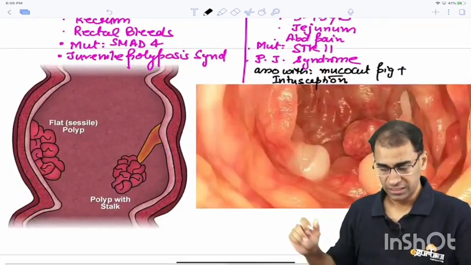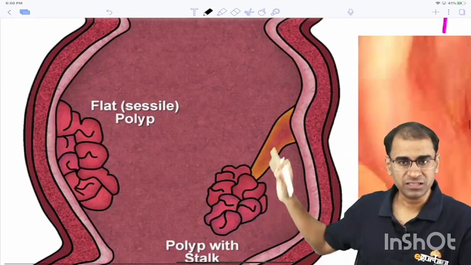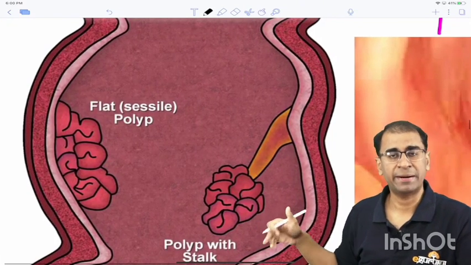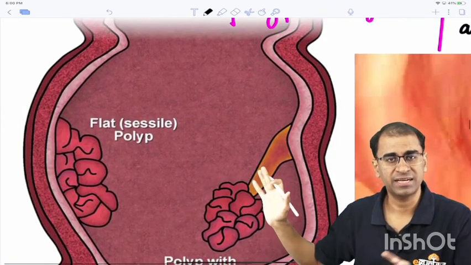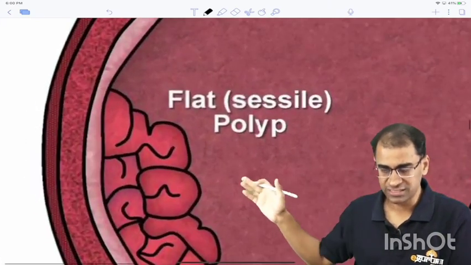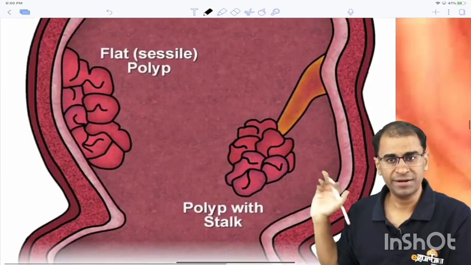See the conditions. This is actually a polyp. This is a stalked polyp, and hence we will call it a pedunculated polyp, pedunculated. And this is a sessile polyp because it does not have any peduncle. Okay, so this one is a sessile polyp and this one is a pedunculated polyp.